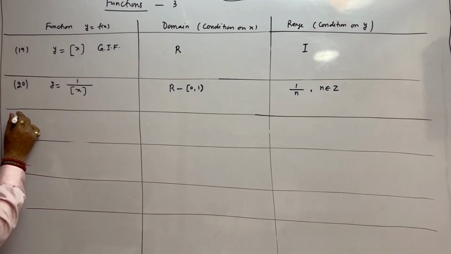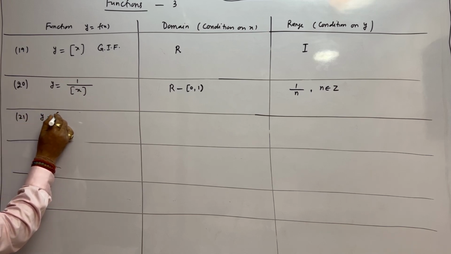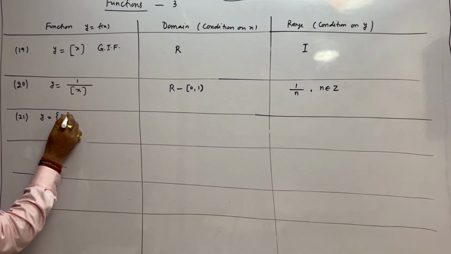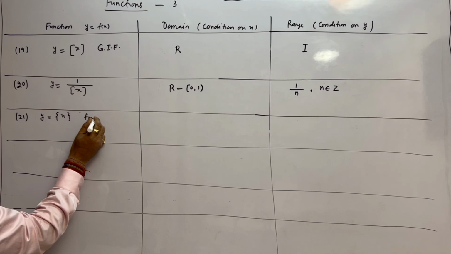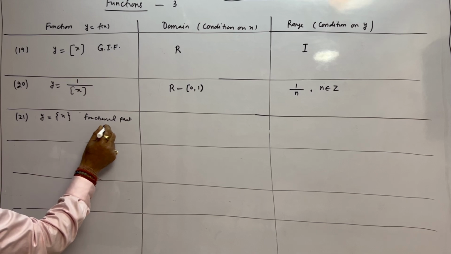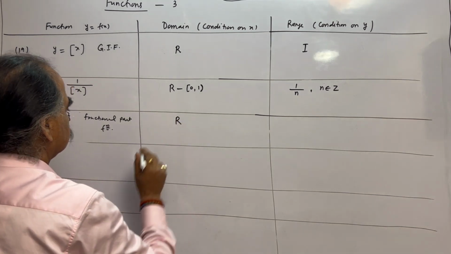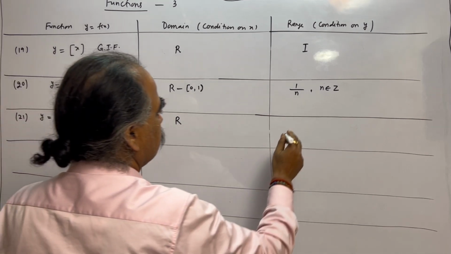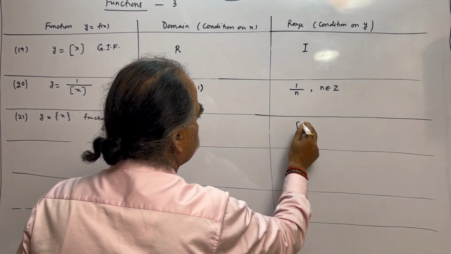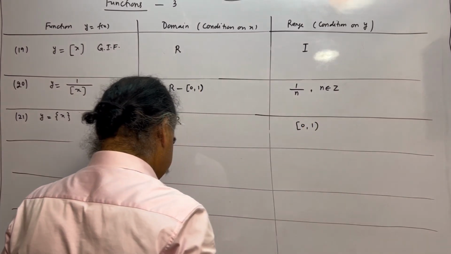Then next is what? Fractional part function. Y is fractional part function. Its domain is what? Entire real line. But answer what will come? Between 0 to 1, where 0 is included but 1 is not included.